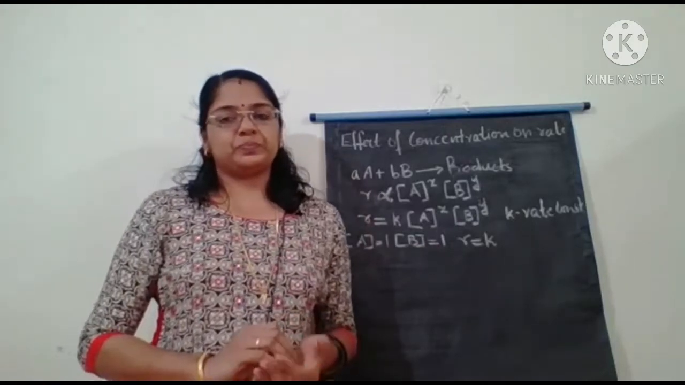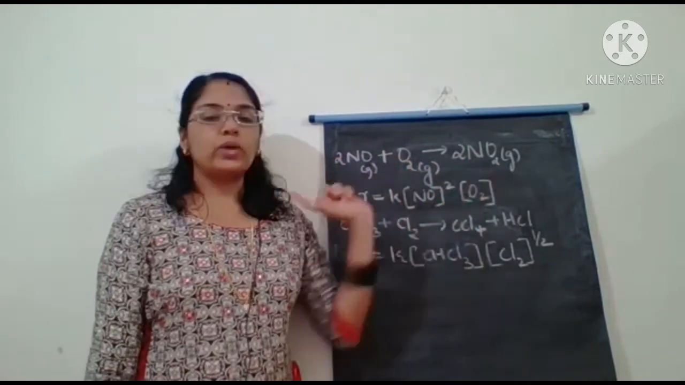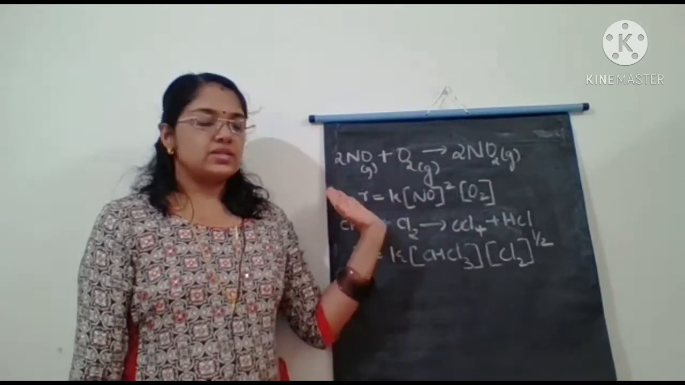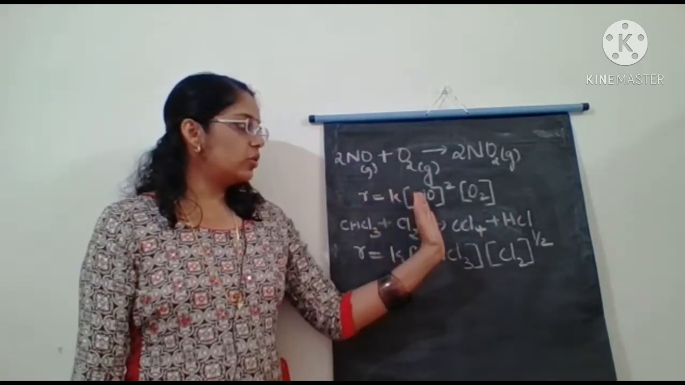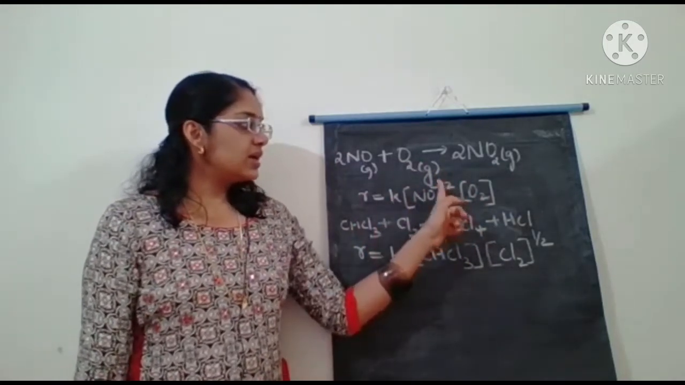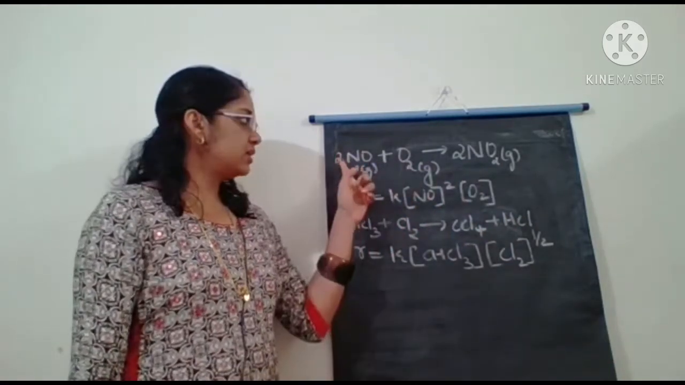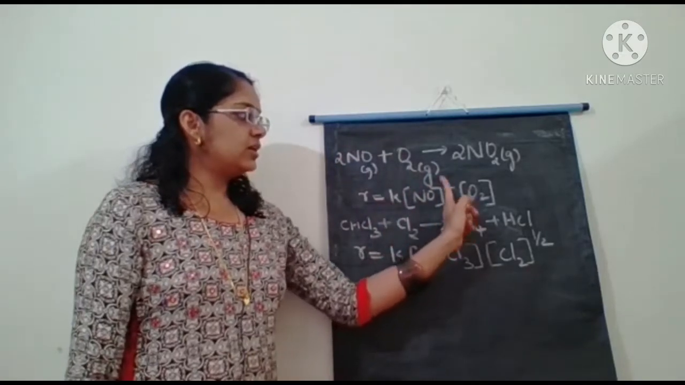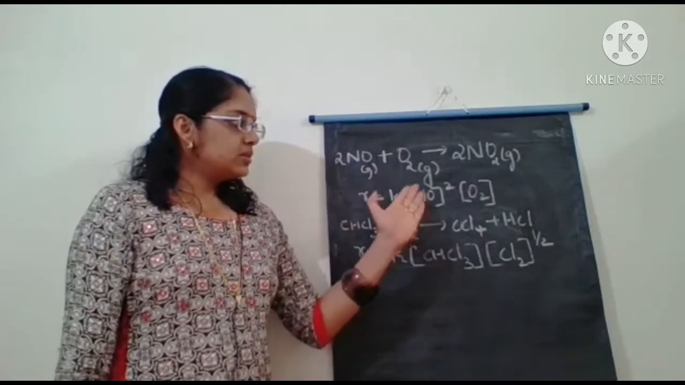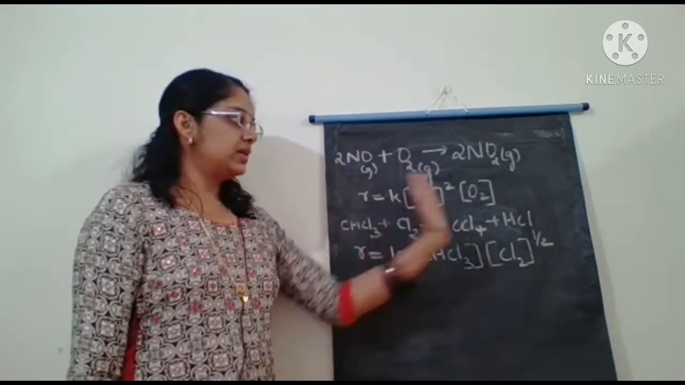So, the rate constant can be defined as the rate of the chemical reaction when the concentrations of the reactants are taken as unity. Consider this reaction: 2NO plus O2 gives 2NO2 gas. In this reaction, we found experimentally that the rate is equal to k into concentration of NO whole squared into concentration of O2 raised to 1. That means here the exponents x and y are the same as the stoichiometry of the chemical reaction, that is 2 and 1. So the exponents come out the same, 2 and 1, but the rate law was found experimentally to be like this.